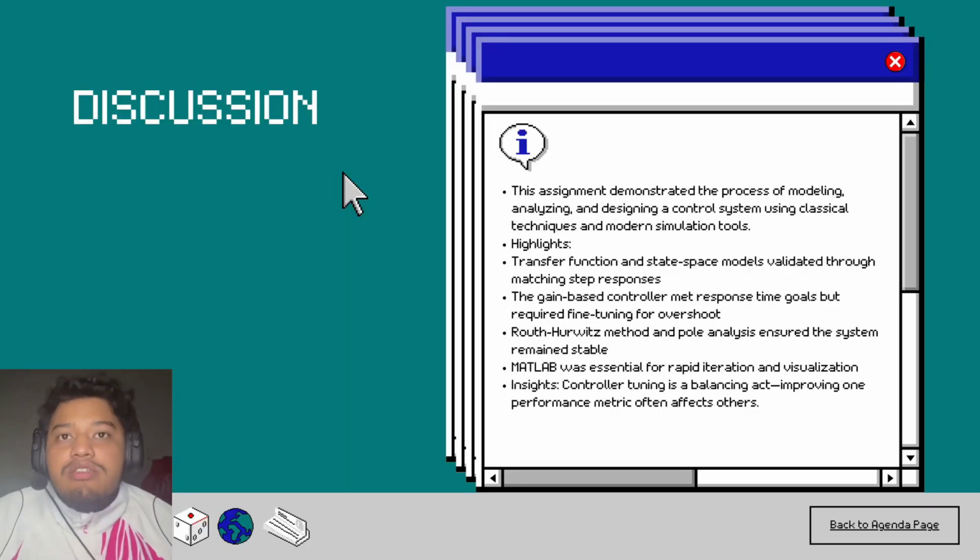So for the discussion, this stability analysis reinforces the reliability of our controller design. The Routh-Hurwitz criterion provides a clear analytical method, while MATLAB's visualization tool helps confirm our finding. Overall, the system is stable and the pole positions suggest a well-damped control response. This step is essential to ensure that our system doesn't just respond quickly but also remains predictable and safe under dynamic conditions.